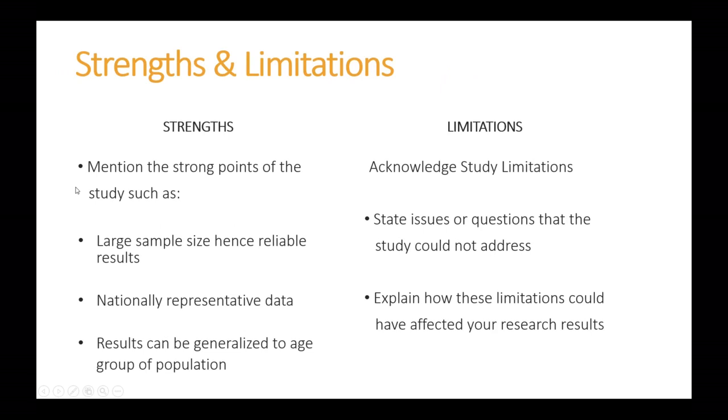So next, coming to strengths and limitations, you have to mention what were the strengths of the study and what were the limitations of the study. When it comes to strengths of the study, you can mention a few points such as you have used a large sample size, right? So we have used a large sample size in the National Survey of Children's Health. 29,433 is a pretty large sample size. Also, it's a nationally representative data. So since it is nationally representative, the results can be generalized to the population, right? At least to the population that you have worked with. So these can be the strengths.